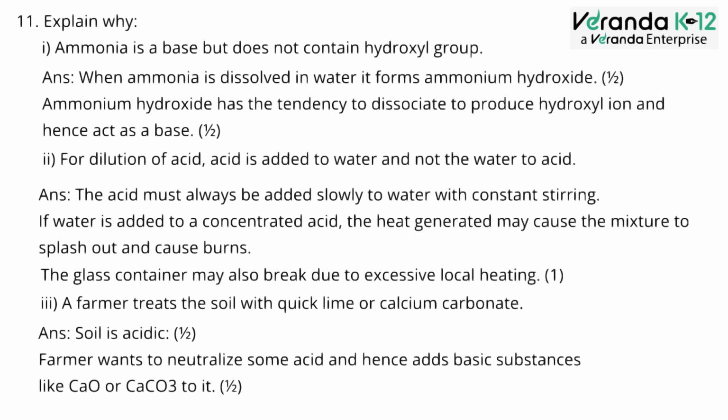Subdivision 3. A farmer treats the soil with quicklime or calcium carbonate. Here, the farmer uses quicklime or calcium carbonate, which is basic in nature, to neutralize the acidic substances present in the soil. So, the soil must be acidic in nature.